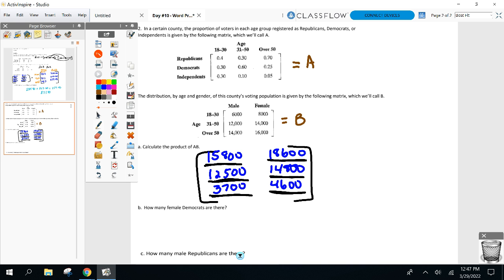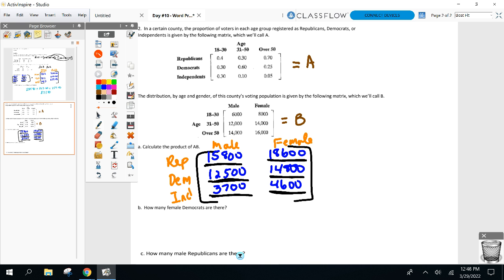What's your rows here? Yep, all the parties here. So Republican, Democrat and Independent, because that's what the rows were up here. And then what about your columns? Male and female. First column is male. Second one is female.